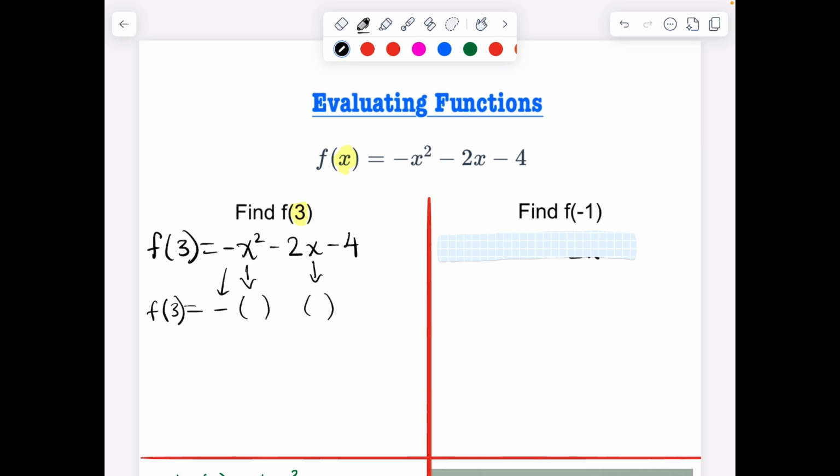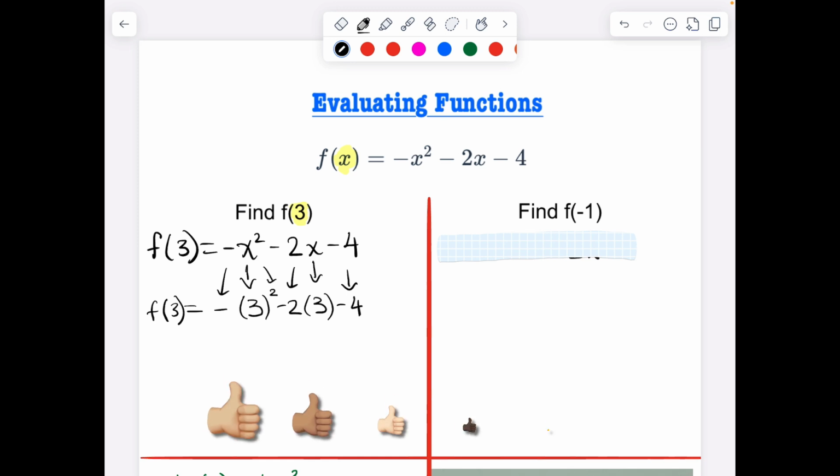So starting from left to right, f of 3 is equal to, I'm going to bring down that negative sign. I'm going to replace x like we said with 3. I'm going to bring down that exponent of 2. I'm going to bring down this minus 2. I'm going to replace x again with 3. And I'm going to bring down that minus 4. So we have done the substitution piece.